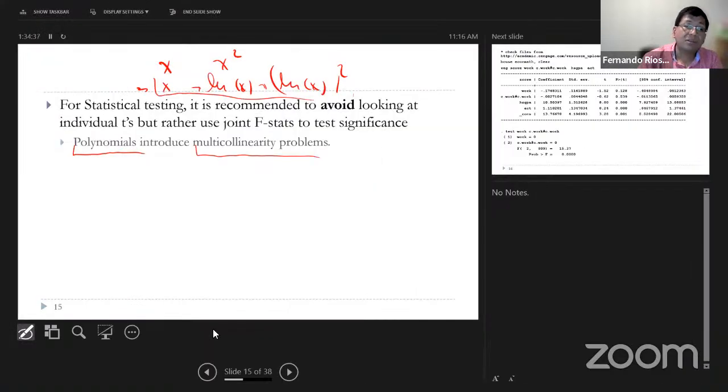So why is that important? One of the consequences of multicollinearity, assuming that you can still estimate your model, is that your variances increase. And if your variances increase, your t-statistics are going to decline, which means that by just adding polynomials, you may run the risk of getting results that appear to be non-significant, even though the variable itself is important for your model.